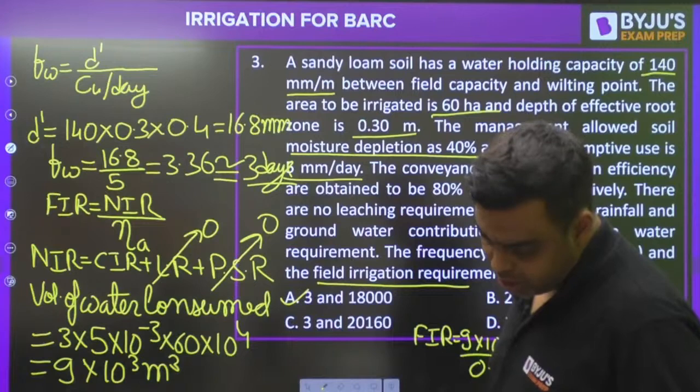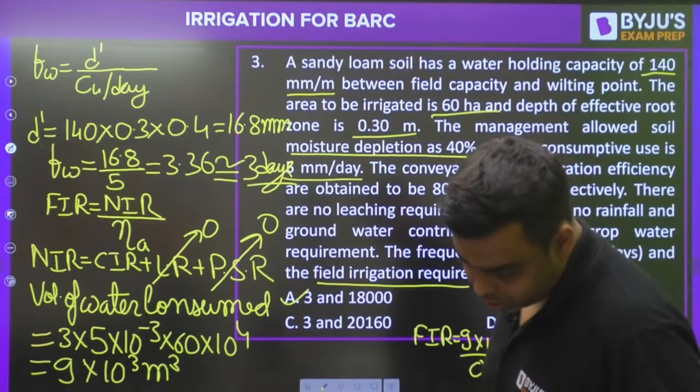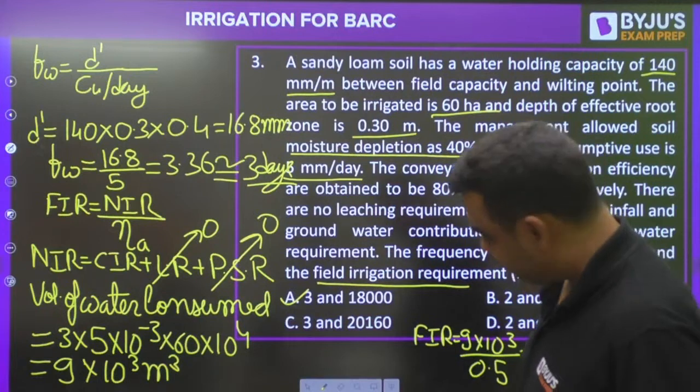Why we can't take conveyance efficiency?